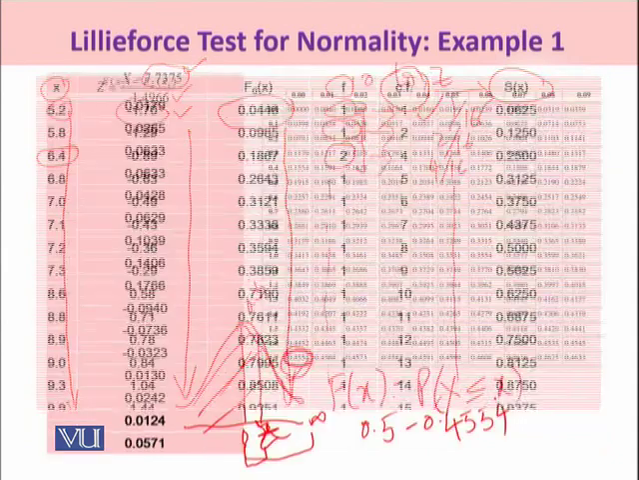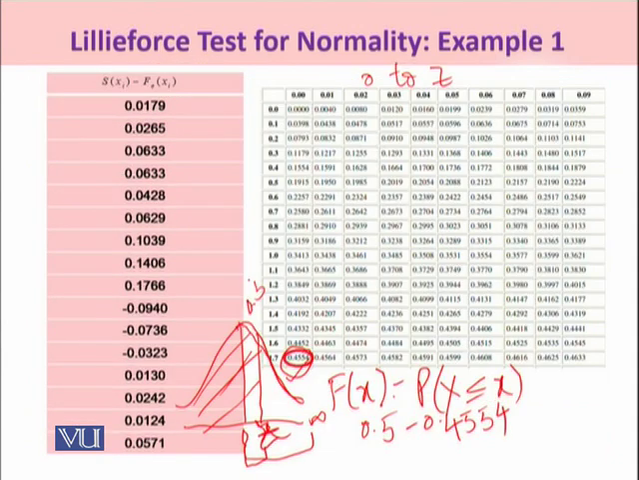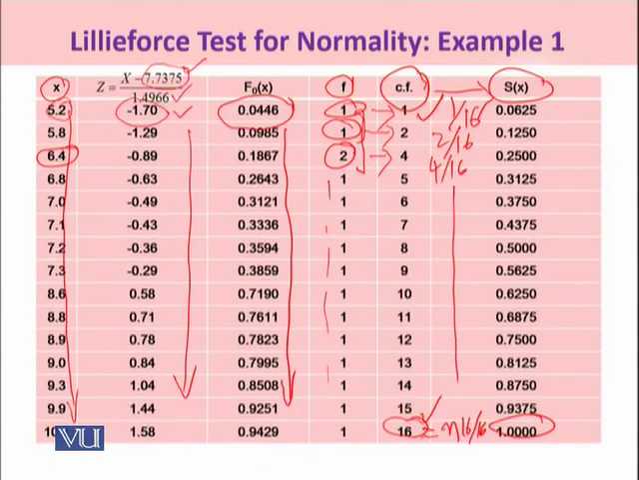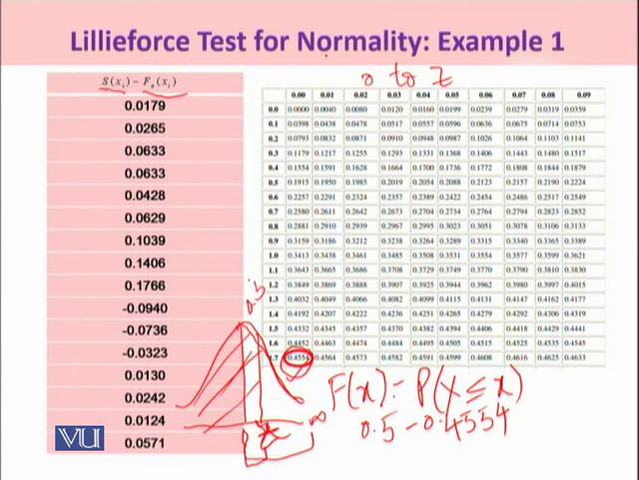Once you are done with that, the last thing you need to do is to calculate the difference between the empirical cumulative function and the standardized cumulative function. So students, if I move this back, you had 0.0625 minus 0.0446. Upon calculating the difference, you have got 0.0179.